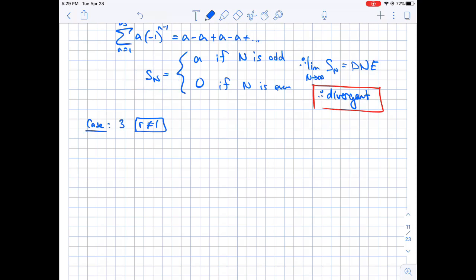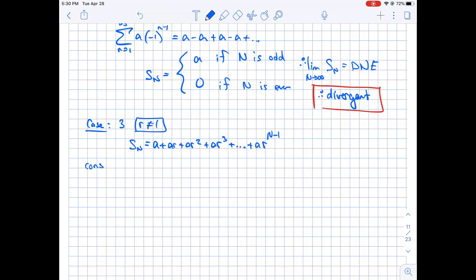However, in this case, we could say that our partial sum is a plus ar, ar squared, ar cubed, all the way down until we get to the very last term. Now, what is going to be the last term here? Well, we're adding up all of the terms until we get to capital N as our counter. So the last term will be a times r to the power of capital N minus 1. So that gives us s sub n, our partial sum.